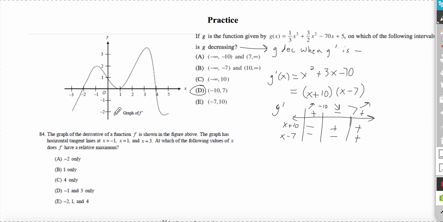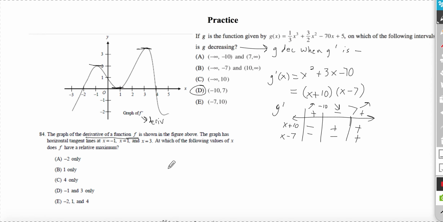Here's the graph of the derivative of f. The graph has horizontal tangents. So it's the graph of the derivative of f. This is the derivative. Always make a note of what we're looking at. This graph has horizontal tangents at negative 1, 1, and 3. But this is the derivative.